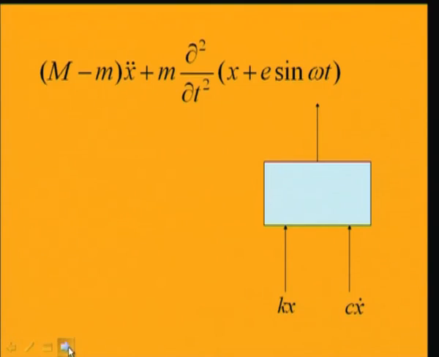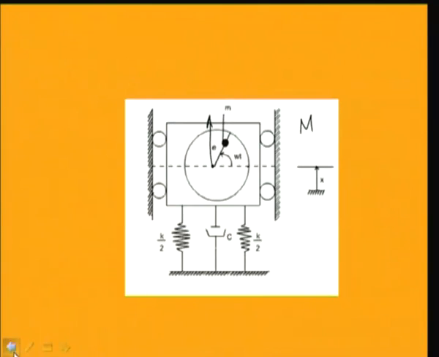The total mass is capital M. This capital M minus small m mass will have a displacement, let us say x. This small mass will have a displacement of x plus an additional term.